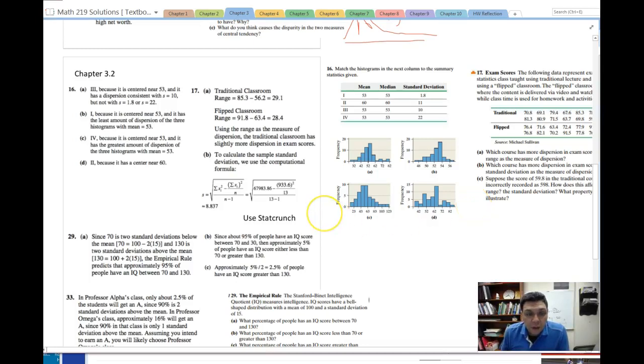This is the video for homework for Chapter 3.2 written homework questions. The first question is problem number 16, which we're looking at right here. First, what we have to do is match up, given these values here, match it up to the histogram.